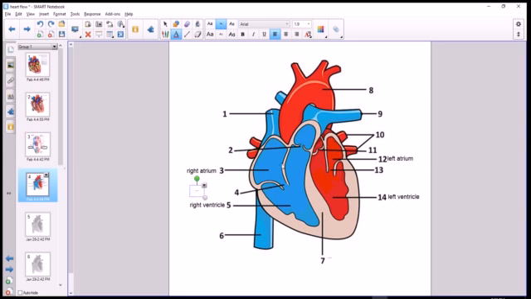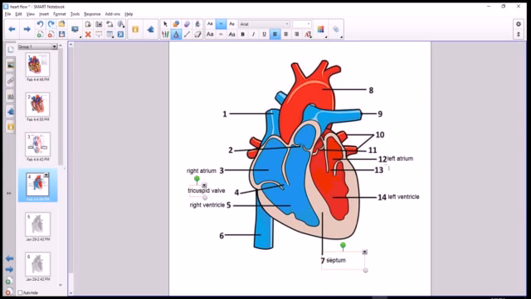Continuing on, we have this large sheet of muscle that separates the right side from the left side of the heart, and that, if you recall, is the septum. Talking about the valves that we already know, valve number 4, this is the valve that separates the right atrium from the right ventricle. And if you remember, that is the tricuspid valve.